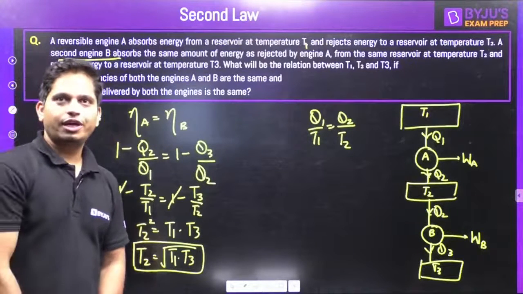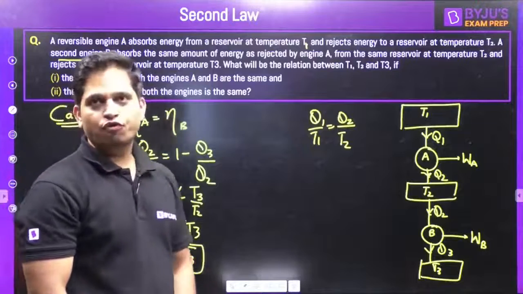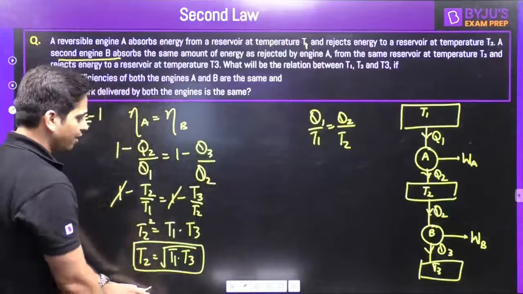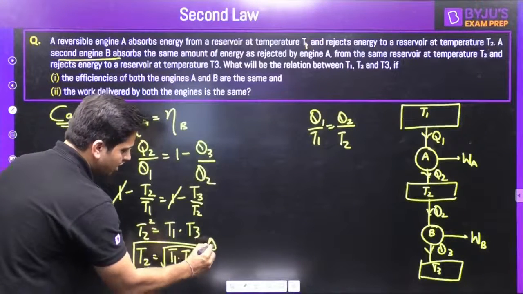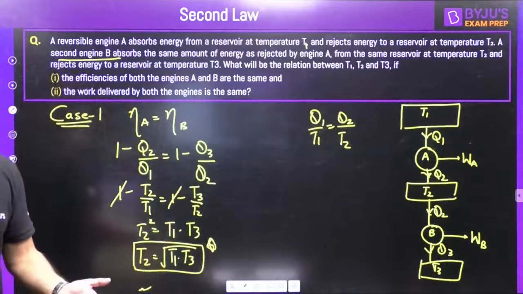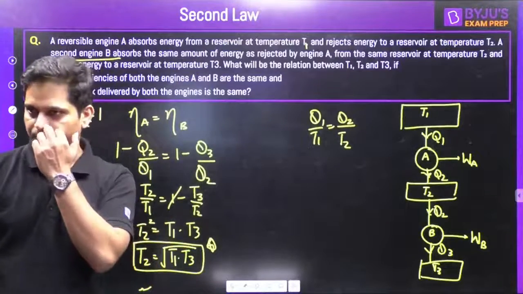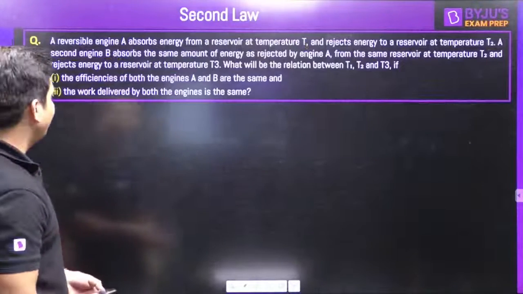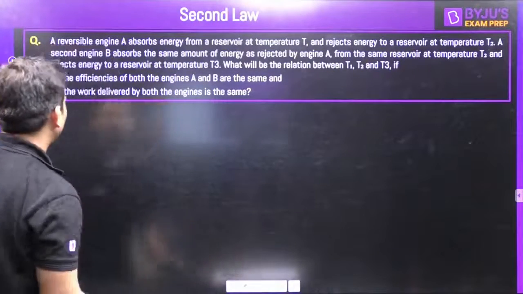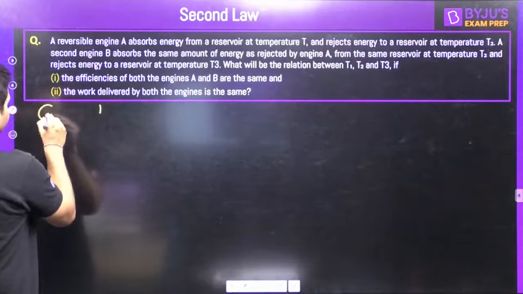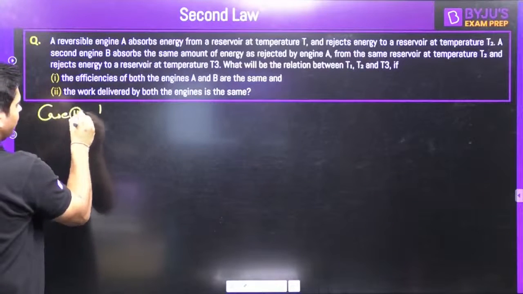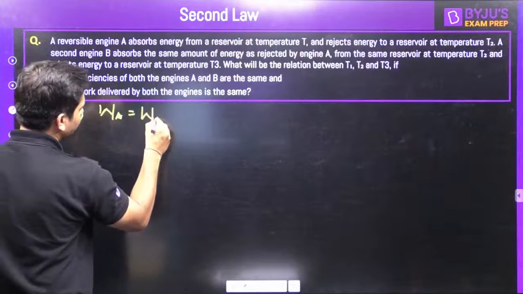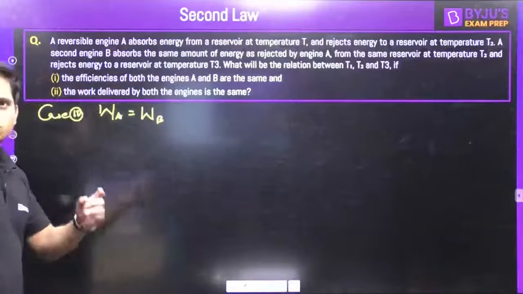So if in GATE you get this kind of question and they have given the temperatures, you can directly use this conclusion to calculate T1, T2, T3, whatever you want to calculate. Okay. Next, if the work delivered by both the engines is the same. So case second, WA is equal to WB.